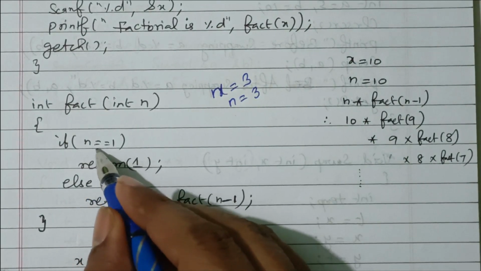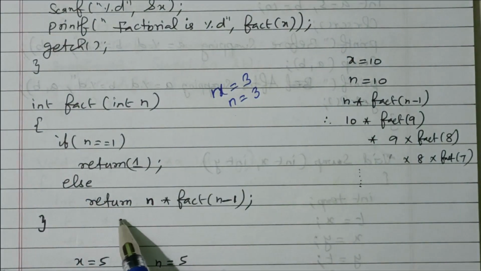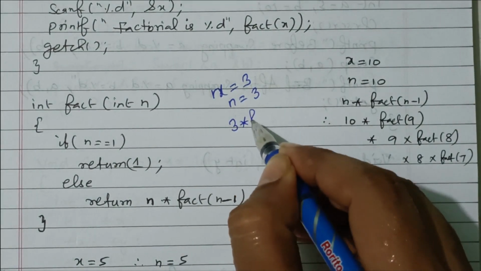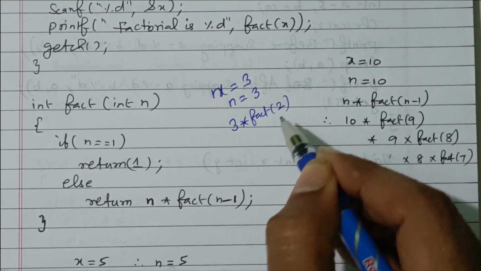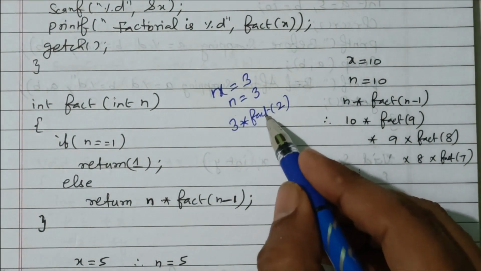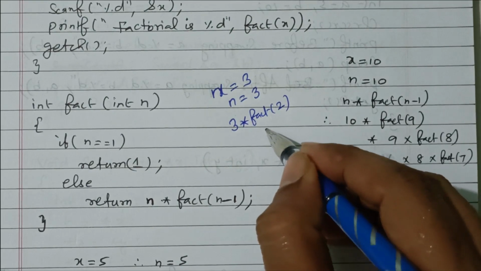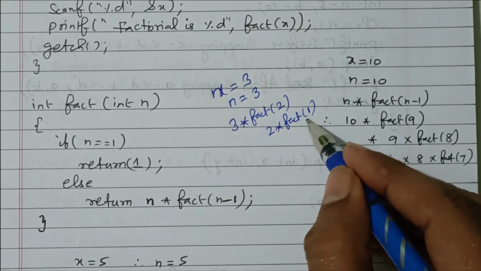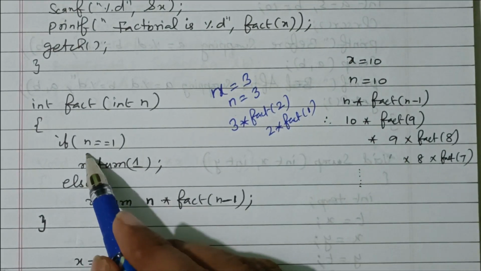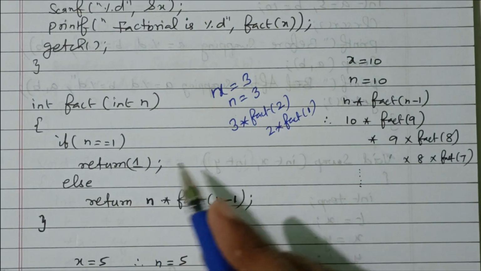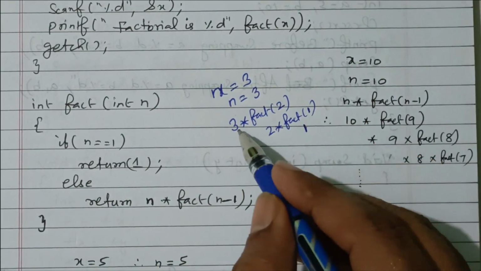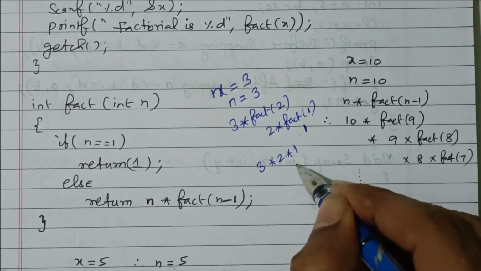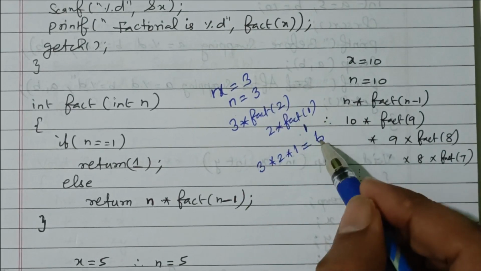So we will check n equal to 1. It's not 1. n equal to 3. So it will return n into factorial of n minus 1. That is 3 into factorial of 3 minus 1, which is 2. So again we are calling this function. That means 2 into factorial of 1. Factorial of 1 means again we are calling the function. Now this condition is satisfied. n equal to 1. What will it return? It will return 1. See this 3 into 2 into 1. The final answer will be 3 into 2 into 1. That is 6. So this 3 factorial is 6.